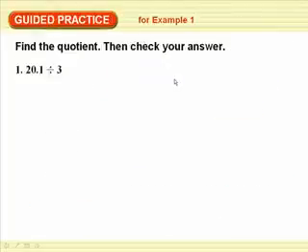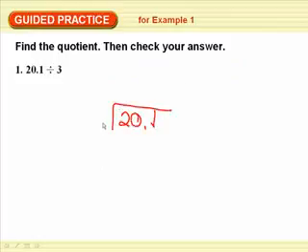So let's do this. Find the quotient, then check your answers. So we go to 20.1, which is the dividend, it goes in the box. The 3 is the divisor, it goes on the outside. I'm going to bring my decimal straight up. 3 goes into 20 six times, which is 18. Subtract, bring down the 1. 3 goes into 21 seven times. So the answer is 6.7.